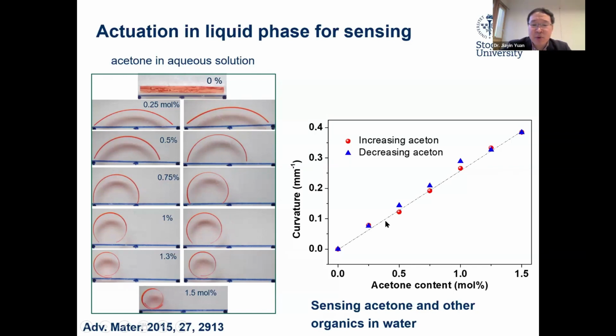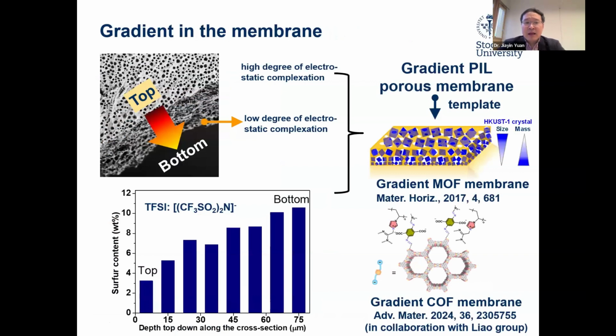So eventually the bending degree and the acetone concentration in water can be correlated very nicely in a linear relationship. With that, you could easily tell the concentration of acetone by watching the bending degree of the membrane. They are very sensitive. The gradient structure gives high sensitivity for sensing purposes.